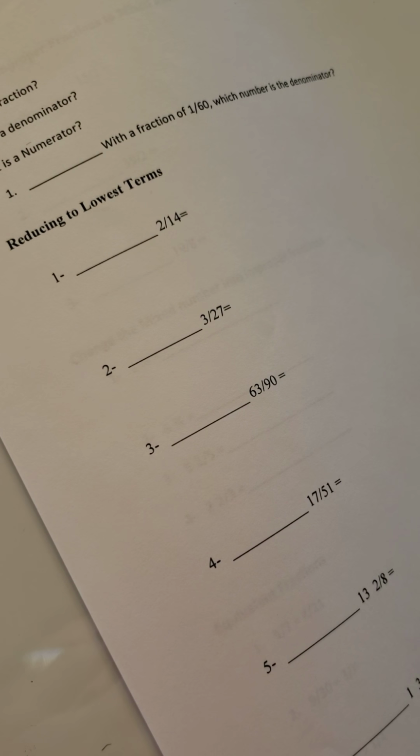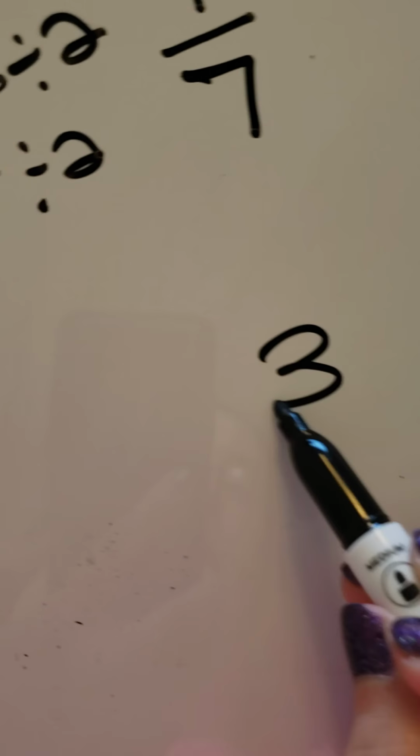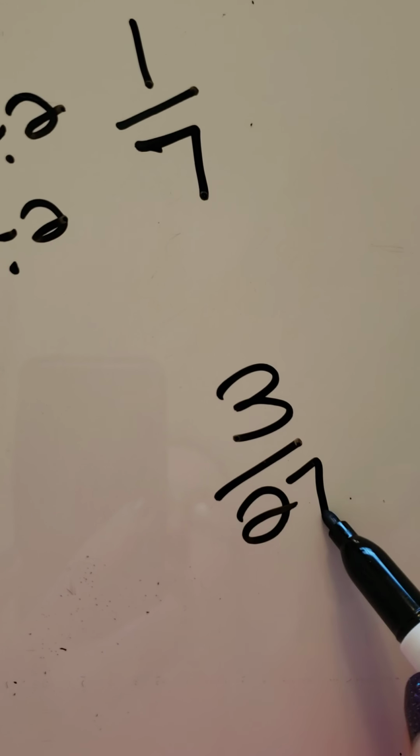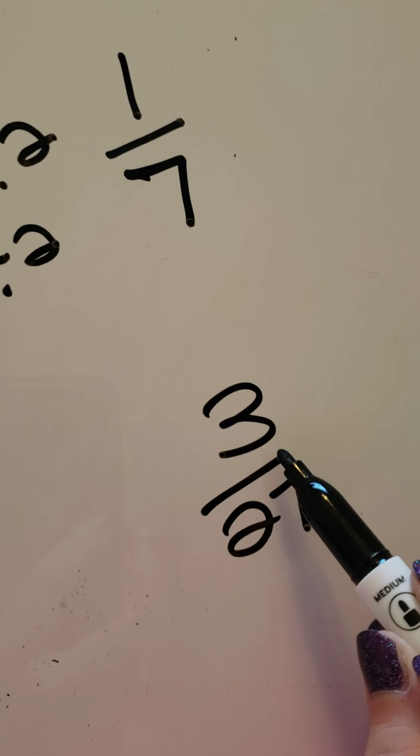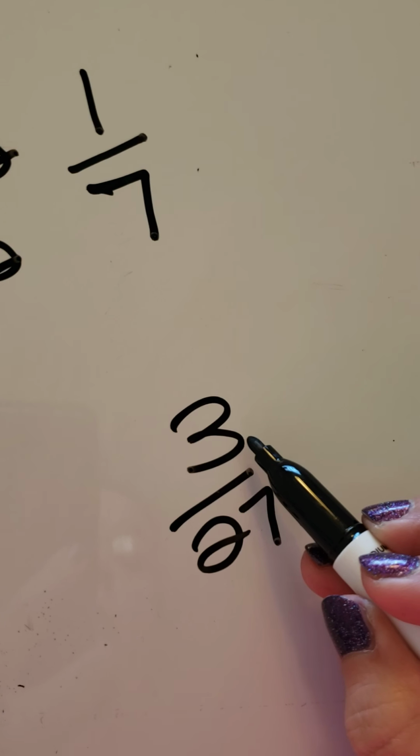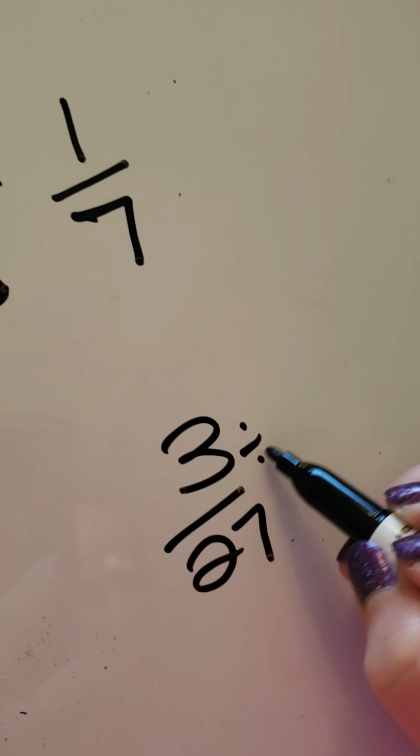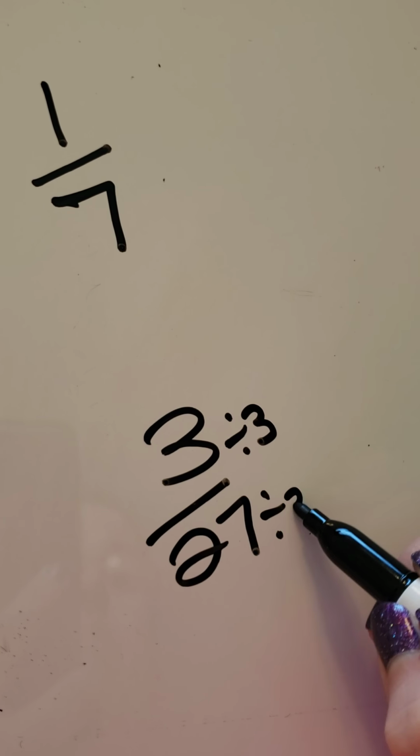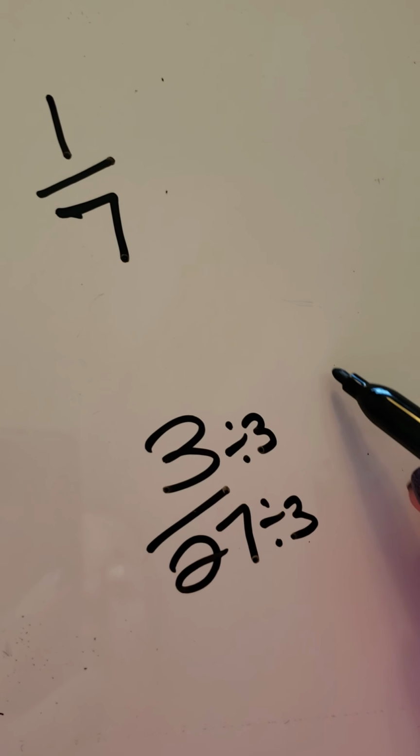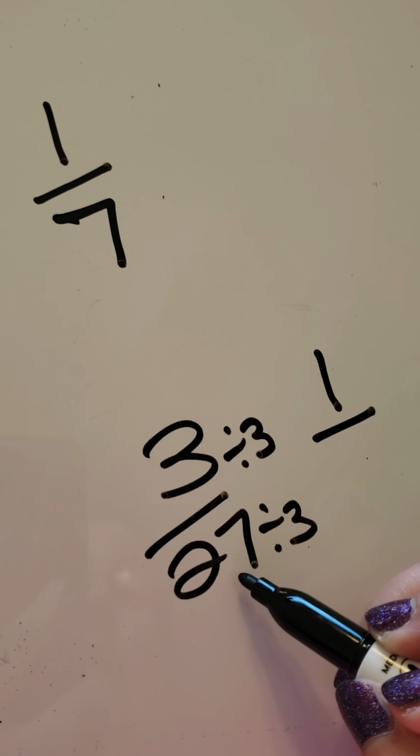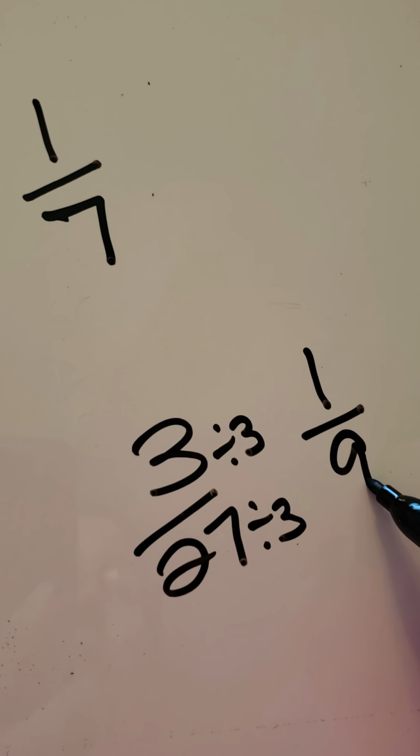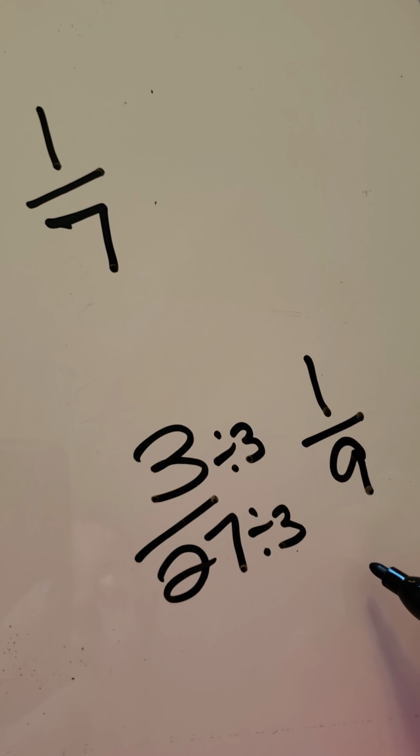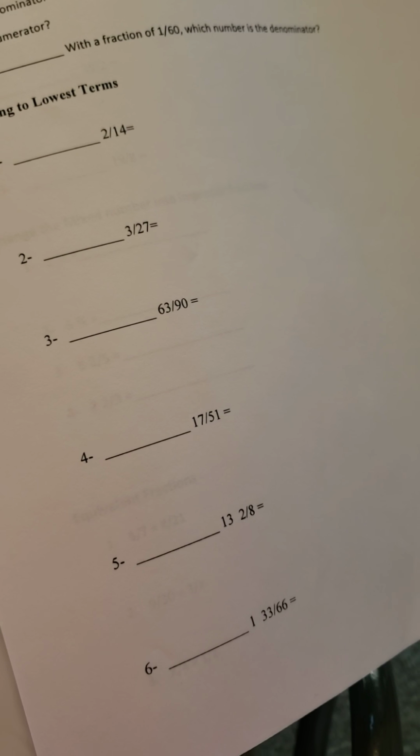Next up is 3/27. 3 is a prime number and an odd number, so the only thing that can go into 3 is 3 by itself, so I'm going to divide them by 3s. 3 divided by 3 is 1. 27 divided by 3 is 9. Perfect.